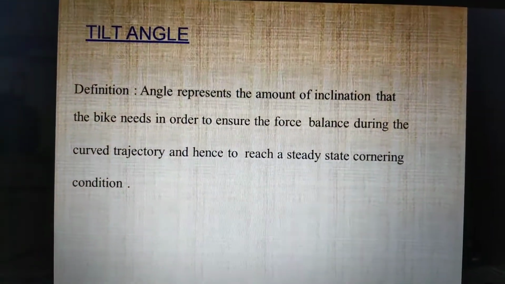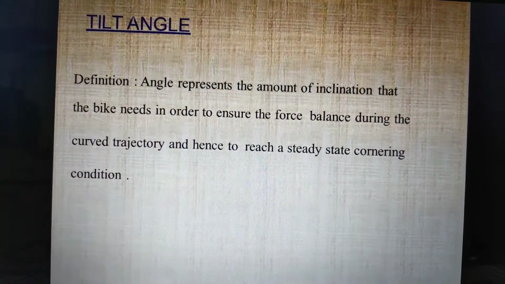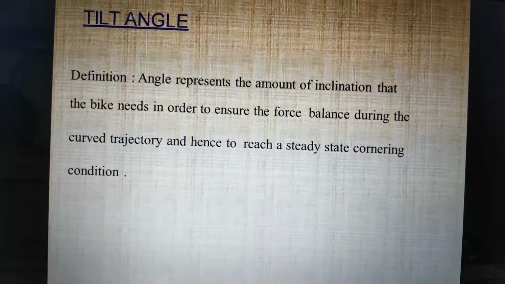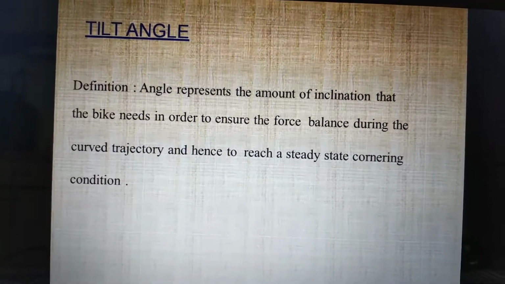Tilting angle. What is the tilting angle? This angle represents the amount of inclination that the bike needs in order to counter the forces and balance during the curve and to reach the steady state condition.